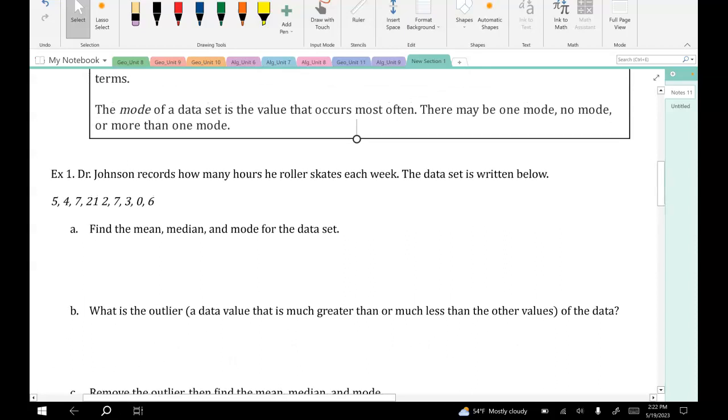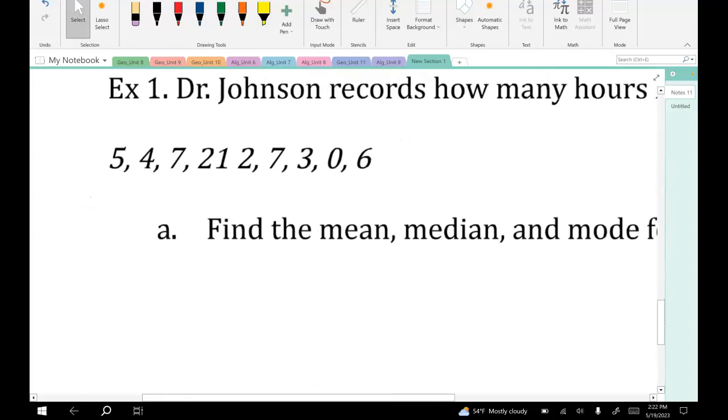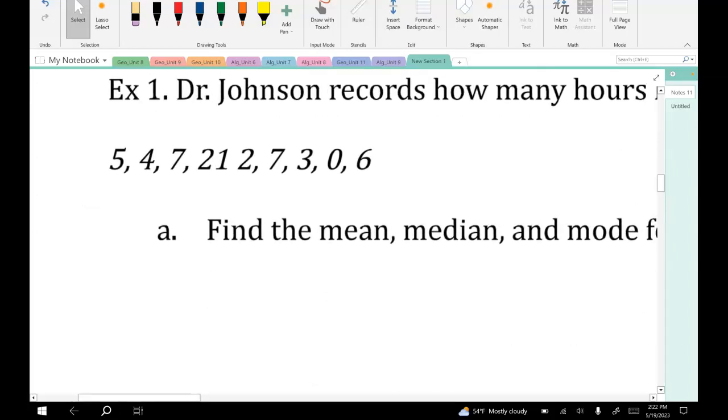So, in example 1, Dr. Johnson records how much time he spends roller skating each week, and our data set is written below. So 1 week he spends 5 hours, the next week he spends 4 hours, then he spends 7 hours, 2 hours, 7 hours, 3 hours, and so on. So we're going to go through and find the mean, median, and mode for Dr. Johnson and his roller skating.